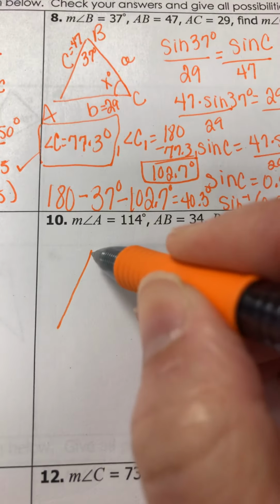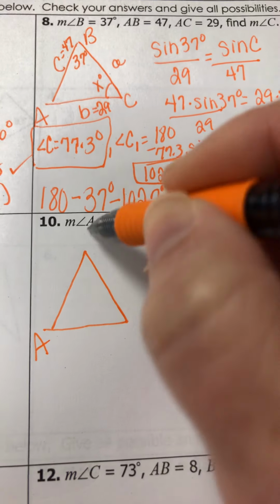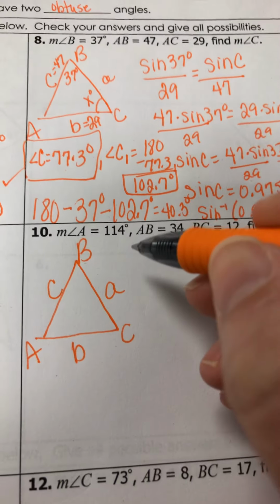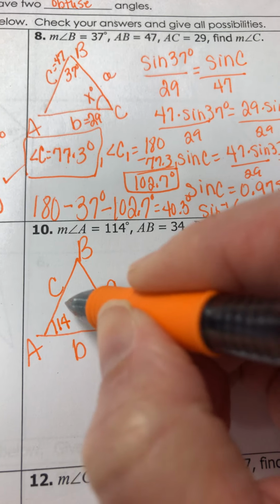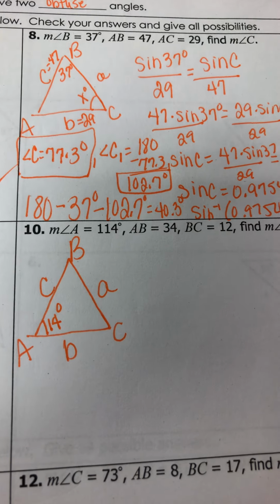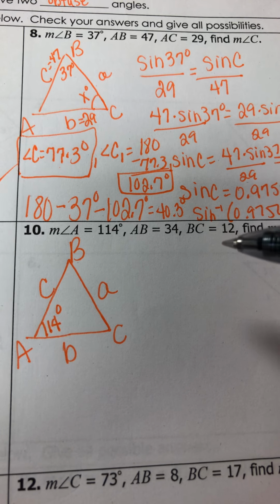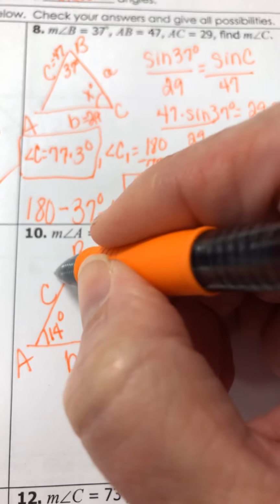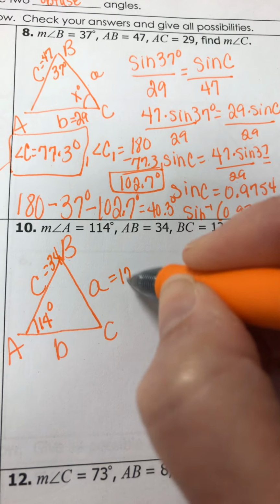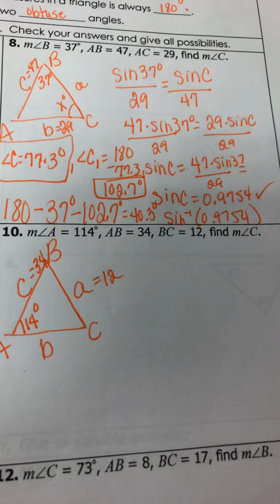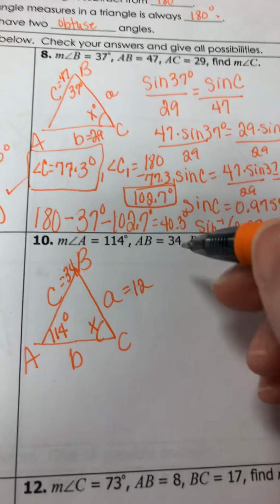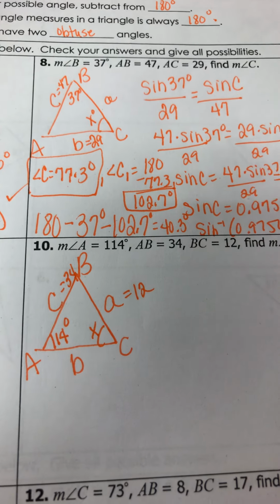Now let's look at number 10. Let's do the same thing. Let's build our triangle. We've got A, B, C, A, B, C. So angle A is 114 degrees. So this is an obtuse triangle. We know these two have to be acute. So AB is equal to 34. That's going to be side C. And then BC is going to be 12. That's going to be side A. We're looking for angle C. Okay? So side-side-angle, just like these other triangles were.